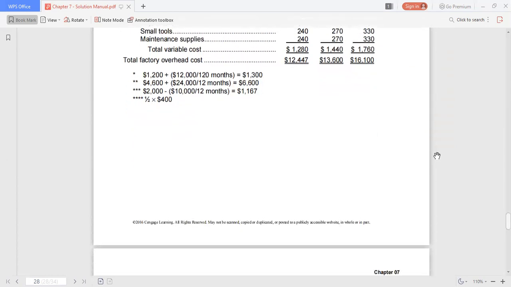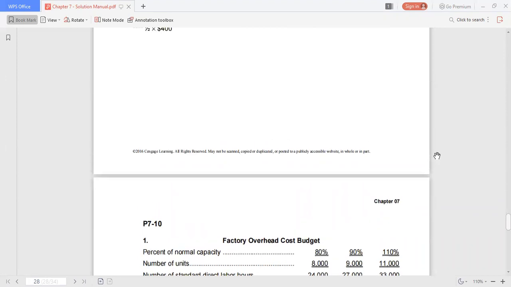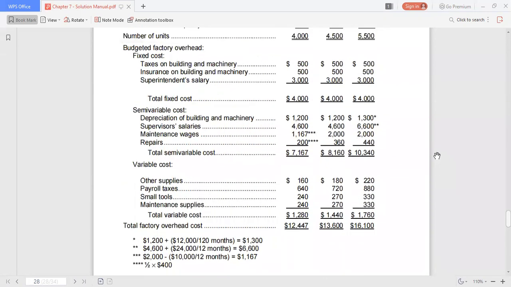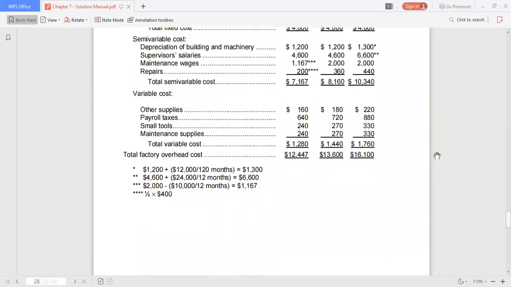For the second case in requirement number two, we have A, B, C, and D integrated for the requirements in number two. Okay, now flexible budget in 7-10. Take note, we have this solution for requirement number two for the different cases at the different capacity levels.